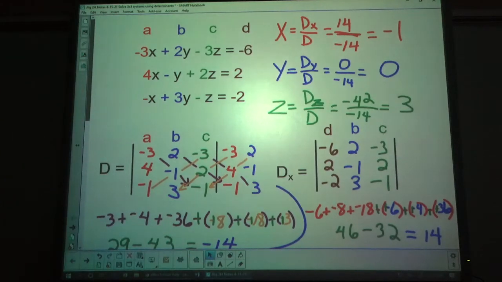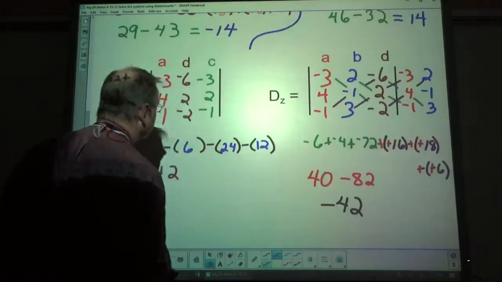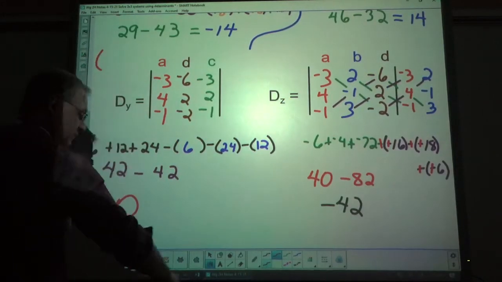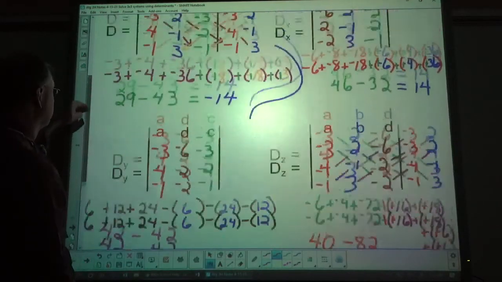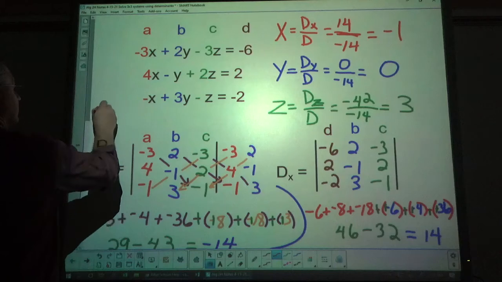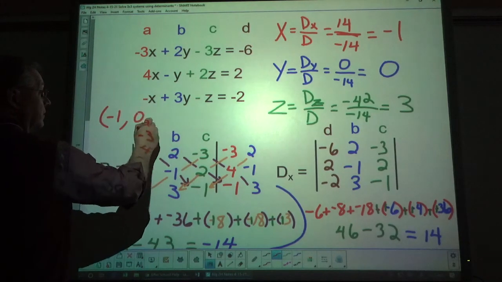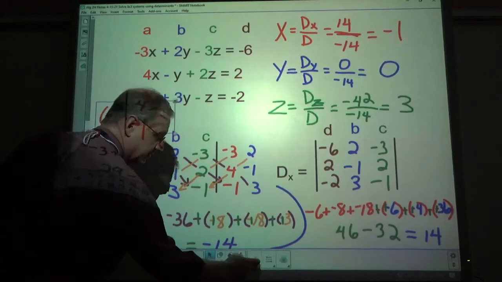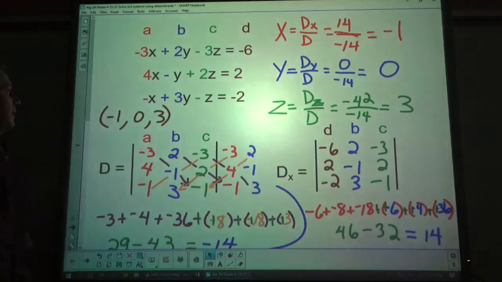Those are your 3 answers, and the way you write this, let me put this here. The way you write the answer is, oh, that's not where I want it. How did that get there? The way you want to write the answer is x, y, z: -1, 0, 3. I wanted that in purple, or well, I can put it in brown. That is your answer to the system.